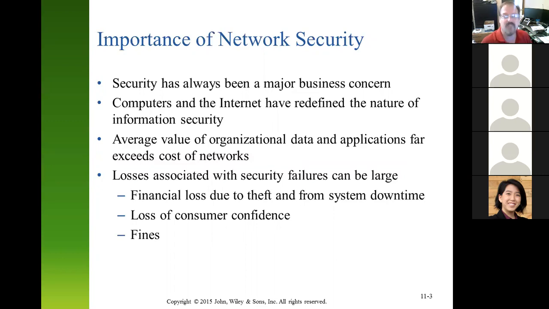But because of that, if they're not real careful with their firewall rules and they're not employing things like VPN, bad guys can also get into their networks as well.